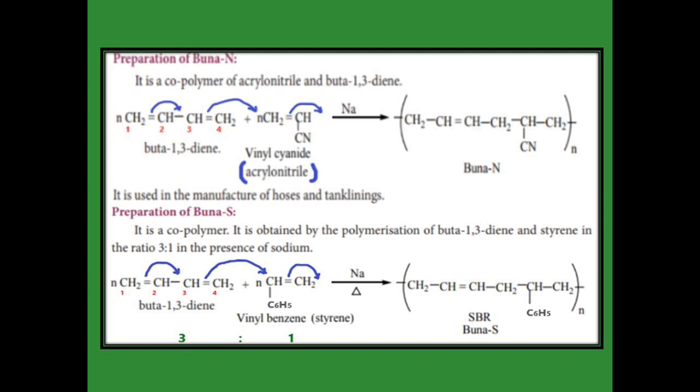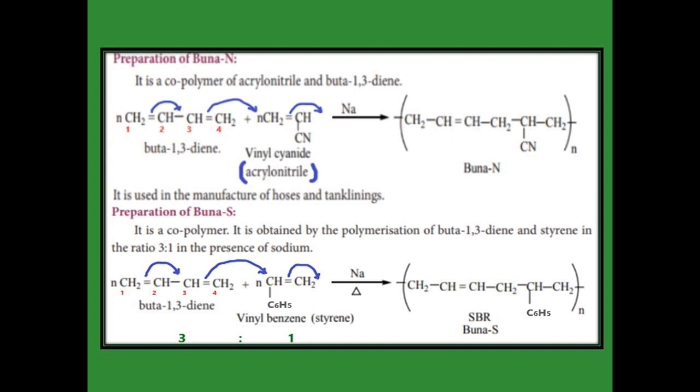Buna N rubber is obtained from buta-1,3-diene when it is added with vinyl cyanide. Another name is acrylonitrile. In the presence of sodium, we get Buna N rubber. Bu means butadiene, Na means sodium, N means nitrile.